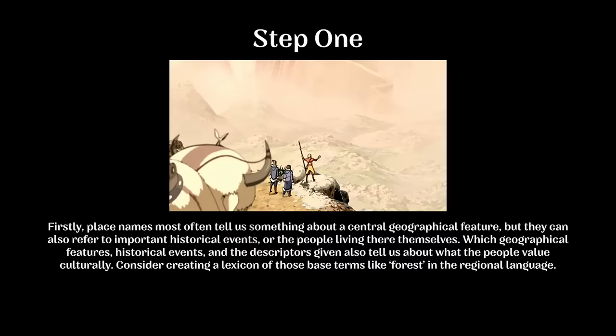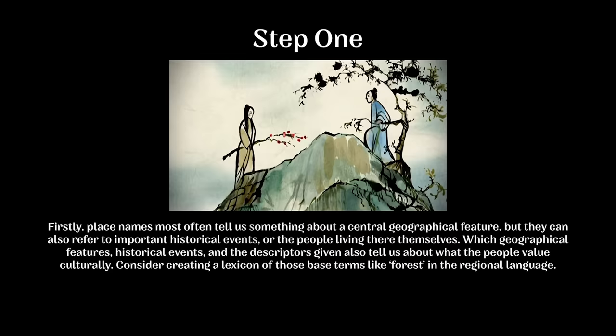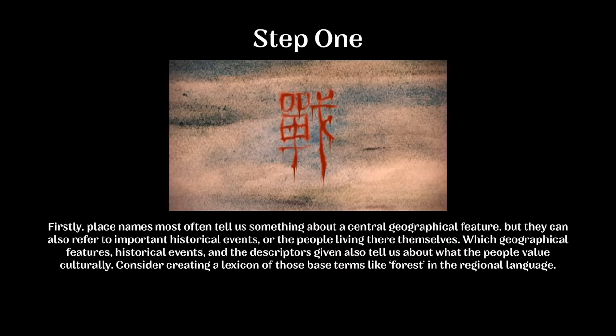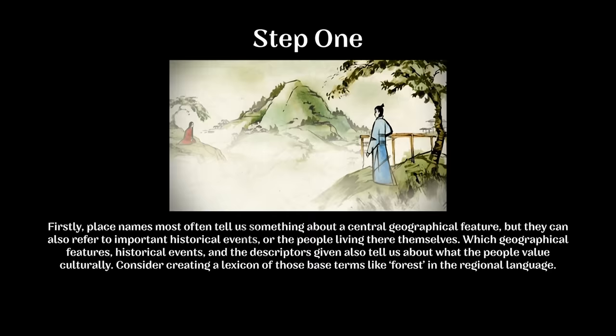So in summary, with all of this together, firstly, place names most often tell us something about a central geographical feature, but they can also refer to important historical events or the people living there themselves. However, which geographical features, historical events, and descriptors are given also tell us something about what the people value culturally. Consider creating a lexicon of base terms like "forest" in that regional language.